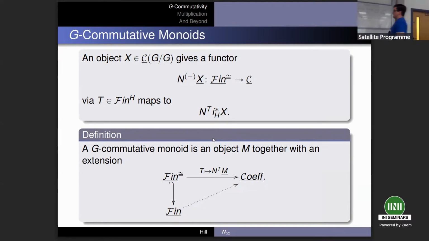Now, once I had this, I could hold that object fixed, that's my x bar, and just consider the corresponding functor from finite H sets and isomorphisms now into C. And I'm going to take a finite H set T to the T norm of the restriction to H of X. The G commutative monoid is just an object at the fixed point level, together with an extension of this functor that I wrote right there over all of finite H sets.